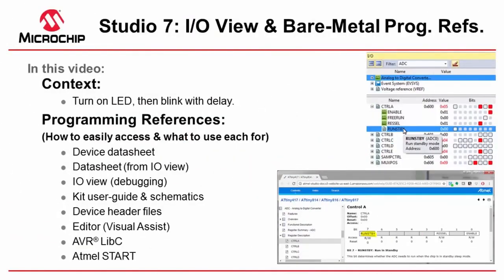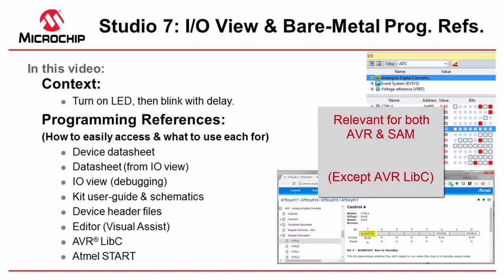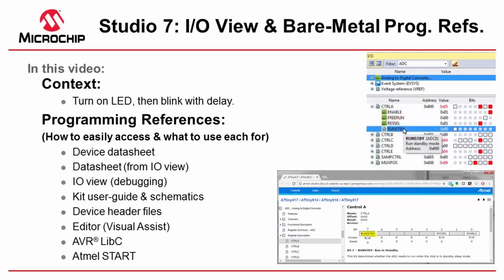In this video, I'm going to take you through all the various bare metal programming references that we tend to use when using Atmel Studio 7 with a specific board. So how do we access these? What do we use each for? And I'm going to use a very simple context of turning on a LED and then blinking with a delay a little later.